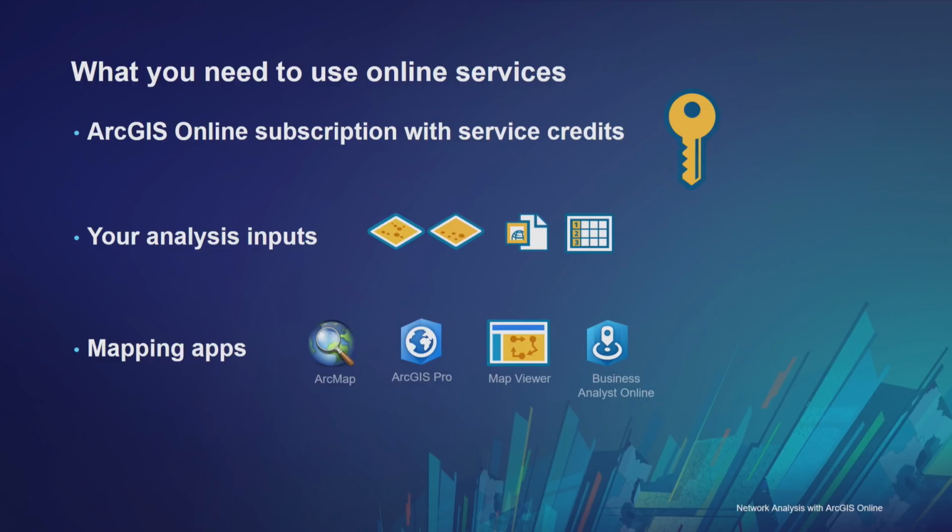So what do you need to use the online services? Well, you'll need an online service subscription with credits. You'll also need your analysis inputs. This isn't the network. In fact, you can't use your own network. You're using our network. But the analysis inputs might be your customers, or your stores that you're traveling out from, or the stops you're traveling to. Or you can use some of our base map layers that has demographic data already.